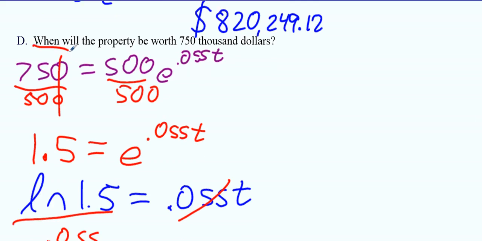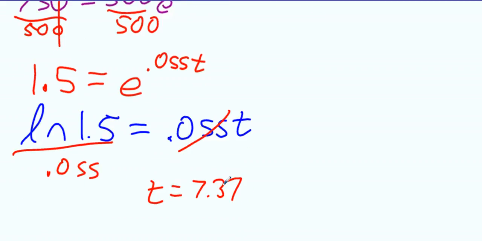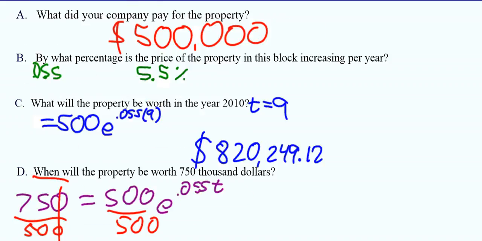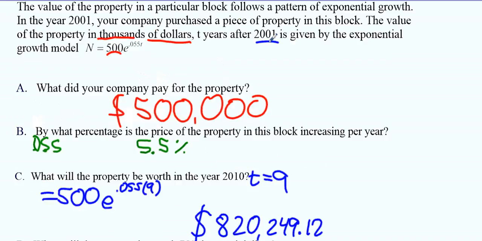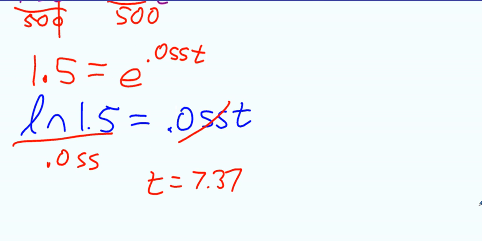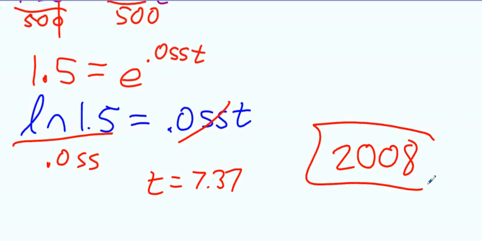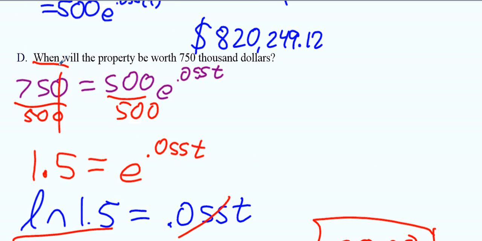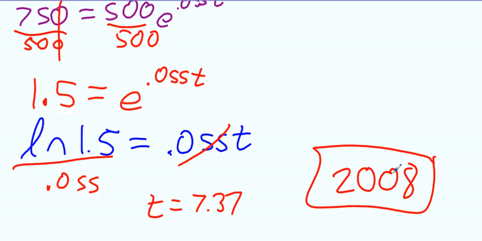So when will the property be worth $750,000? 7.37 years later, and it starts in 2001. So what's 7.37 years after 2001? That'd be 2008, and about 4 months into it, probably. So whenever the question asks when, tell the actual year. If it says how long, then just tell how many years until it reaches there.